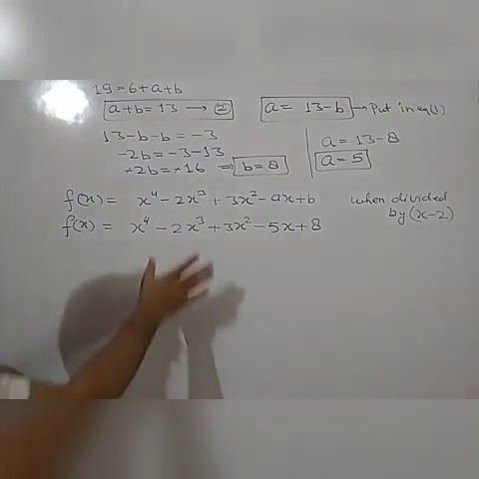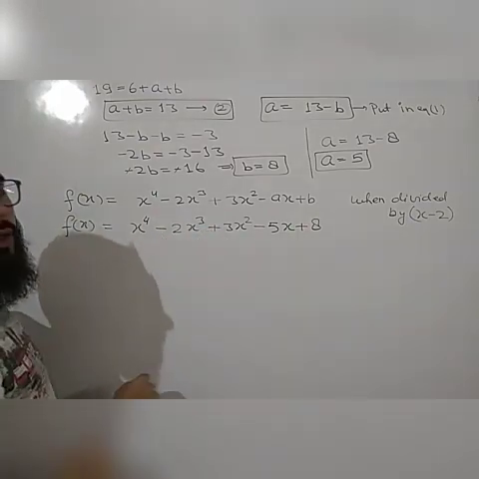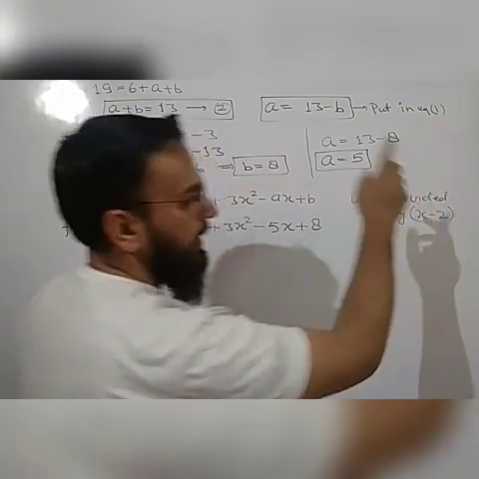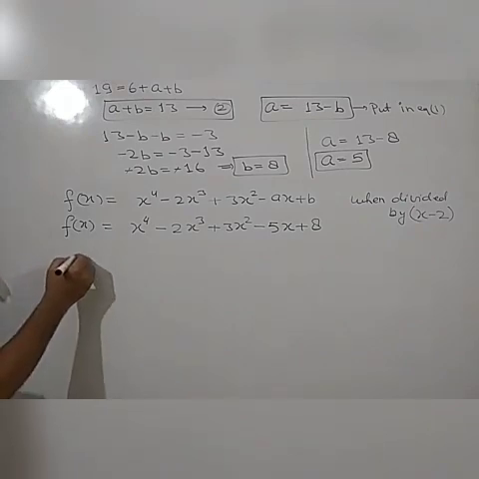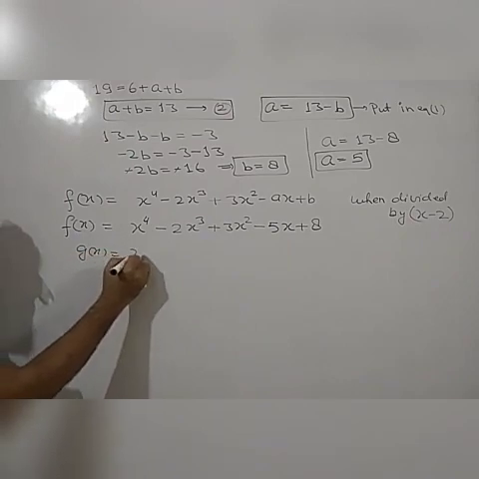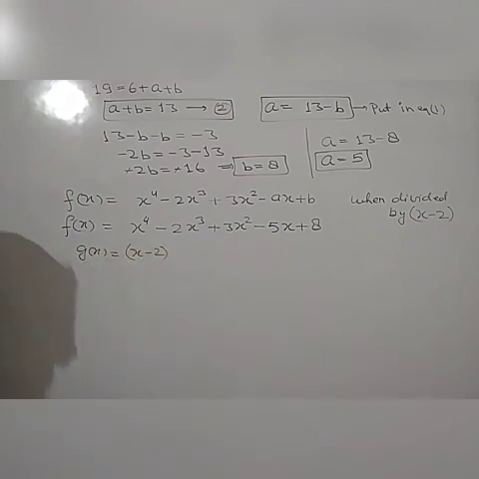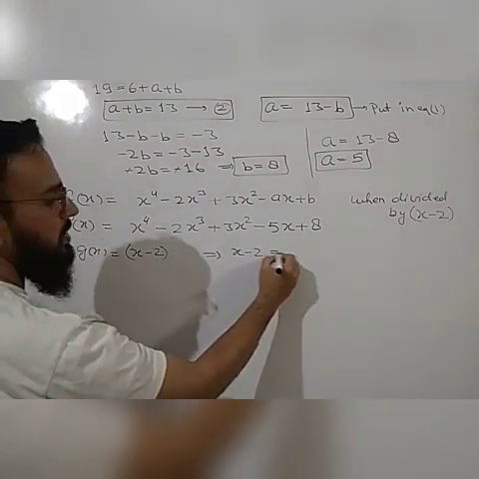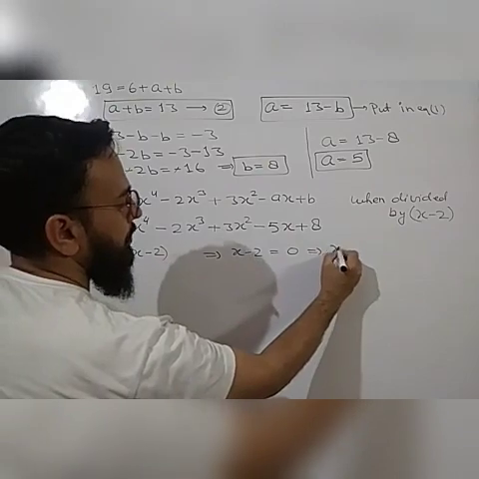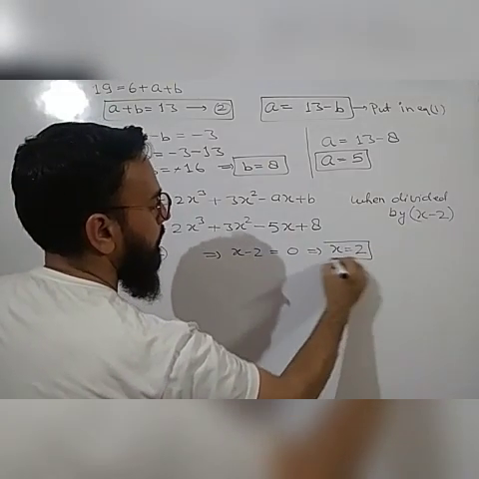Now we have to find the remainder of this polynomial when it is divided by x minus 2. So let us take g(x) is equal to x minus 2. It is divided by x minus 2, so we are taking g(x) is equal to x minus 2. So we will put x minus 2 is equal to 0. So the value of x is now 2.